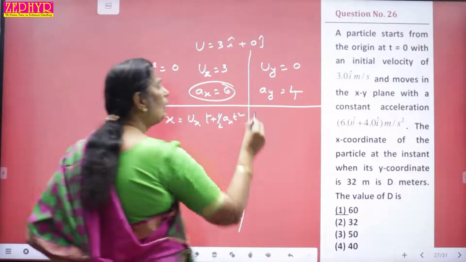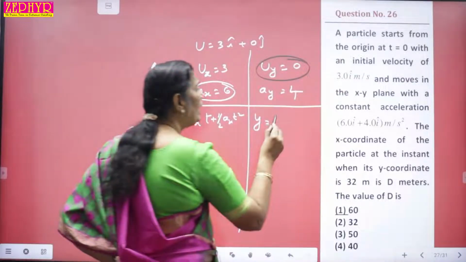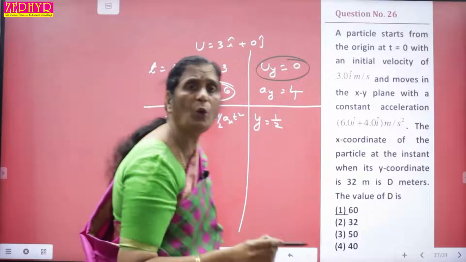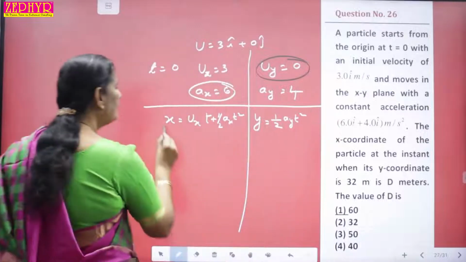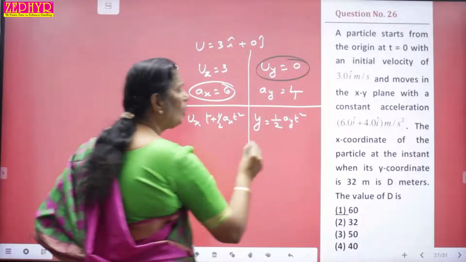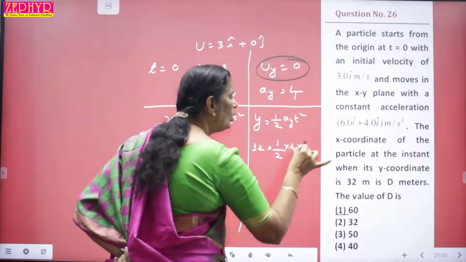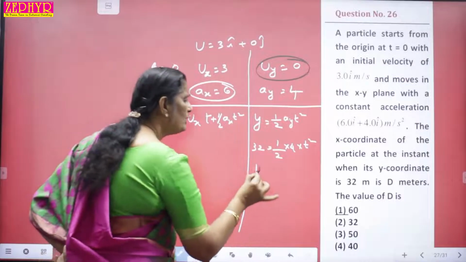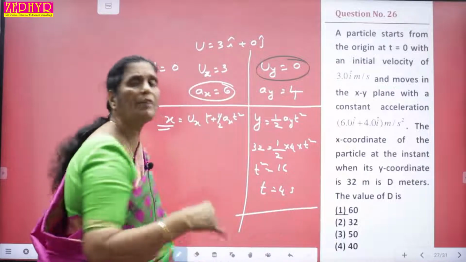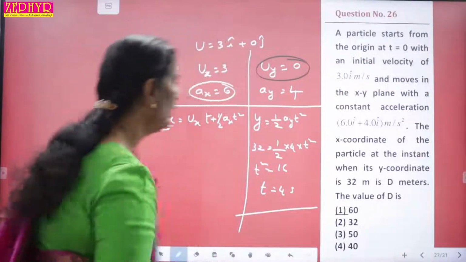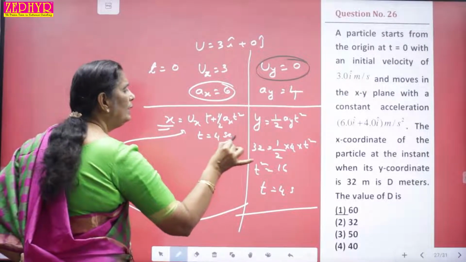And how do you write y? y is equal to uyt, but uy is 0, plus half ay t square. So what is y? 32. What is ay? 4. t square, so what is t square? 16. What is t? 4 seconds. So after 4 seconds, the y coordinate becomes 32. So that 4 seconds I will substitute here. So put t is equal to 4 seconds and find out the x coordinate.